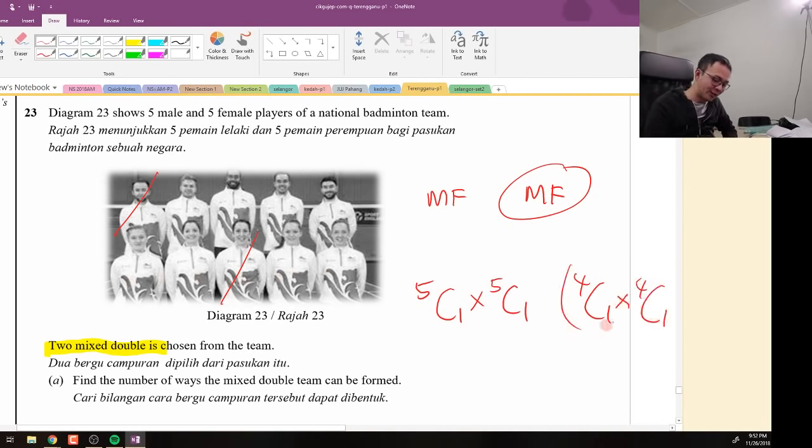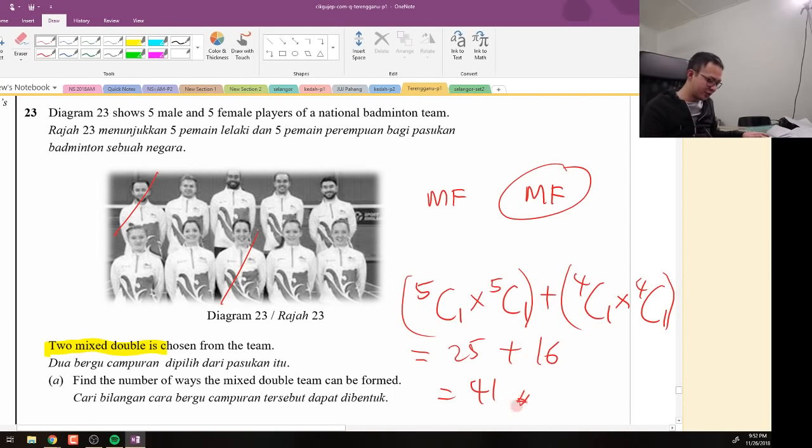Then I multiply, so for both of them I will add them together. 25 plus 16, so it should be 41. So this should be the number of ways of choosing them. Yeah, this is how we choose them. Is there any questions so far?